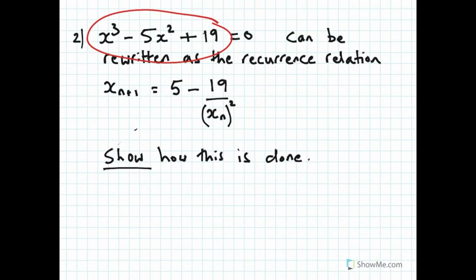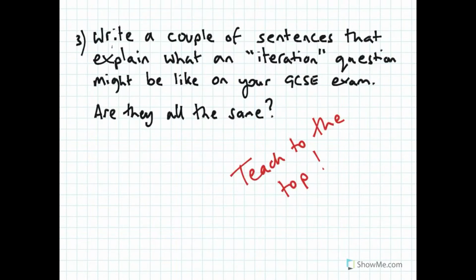On to question 3. I've suggested in the homework video to look online at possible iteration questions that you might be able to find. There haven't been many past papers yet because this exam's relatively new, but you might be able to find sample questions. If you think about the questions I gave you in class and the sorts of things that have been cropping up on homework, particularly the bit once you've got a recurrence relation and when you're asked, given x0, to find x1, 2, 3, 4, 5, think about what the questions are like and see if you can write a sentence or two to explain them.